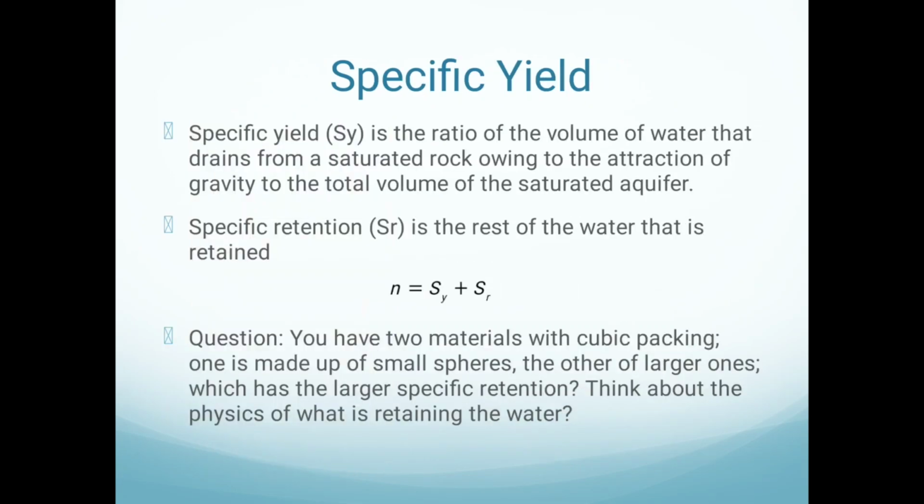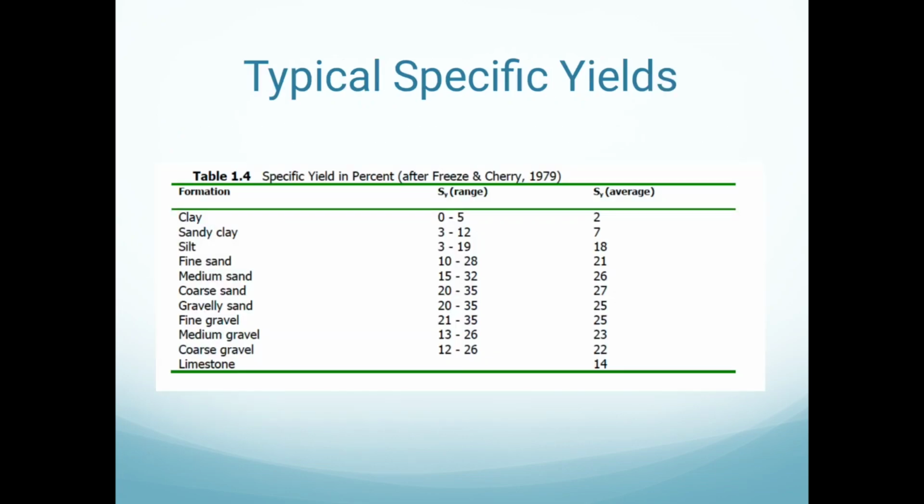Next one, specific yield. Specific yield is the ratio of the volume of water that drains from the saturated rocks owing to the attraction of gravity to the total volume of saturated aquifer. Next one, specific retention is the rest of the water that is retained. That formula is n = Sy + Sr. This is the specific yield for different types of soil: clay, sandy clay, silt, fine sand, medium sand, coarse sand, gravelly sand, fine gravel, medium gravel, coarse gravel, limestone, etc.